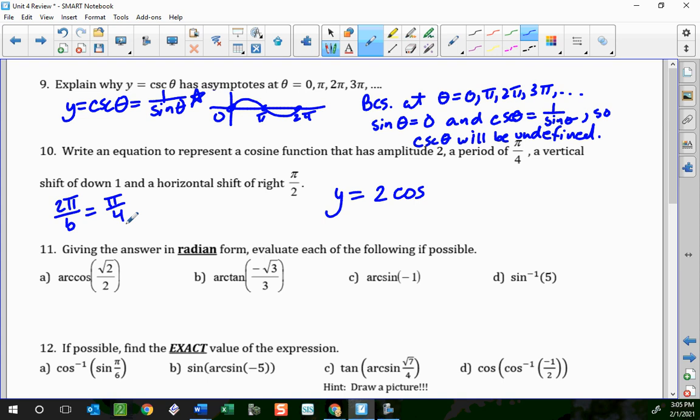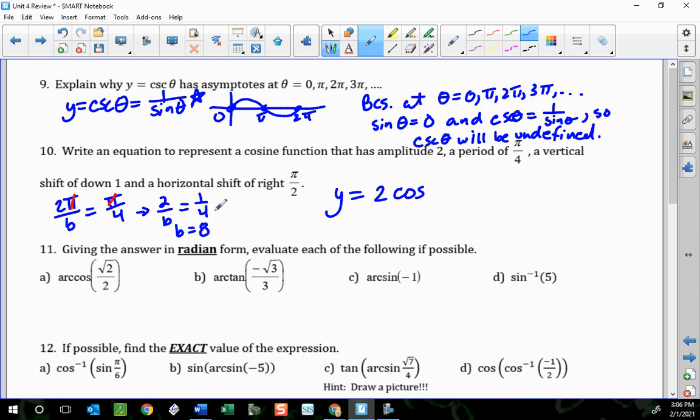All right, so let's go ahead and solve this. These cancel. So what I have left then is 2 over b equals 1 over 4. So I'm going to get b equals 8. All right, so I'm going to put that next. I have to move to the right by pi over 2, so I'm going to put x minus pi over 2. And it says down 1, so put a minus 1. Now if you wanted to, you could multiply this 8 through here, but why? Just leave it like this.